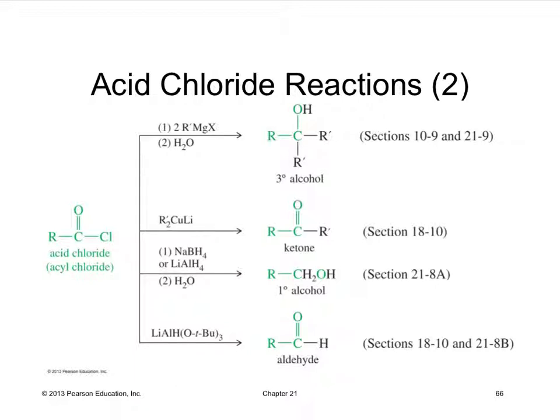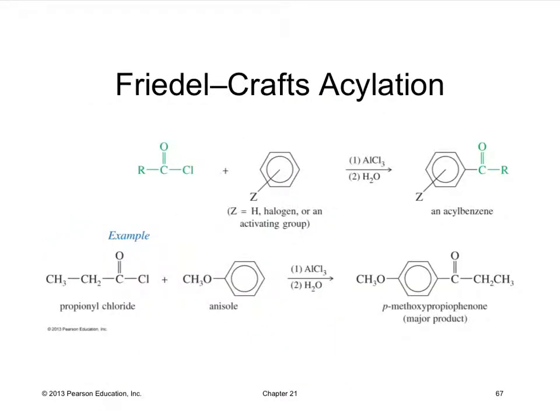Reduction via sodium borohydride or lithium aluminum hydride forming the primary alcohol, at least subsequently worked up with water to form the primary alcohol, and then the milder reducing agent to generate the aldehyde. Friedel-Crafts acylations we've talked about with benzene and the presence of aluminum trichloride as your catalyst, and then work up with water to generate your acyl benzene. Now again, depending on the substituent around the benzene, that will dictate whether it's ortho, meta, or para directing. In this case, we have methoxy. This will be ortho and para directing, and will generate this as the major product.